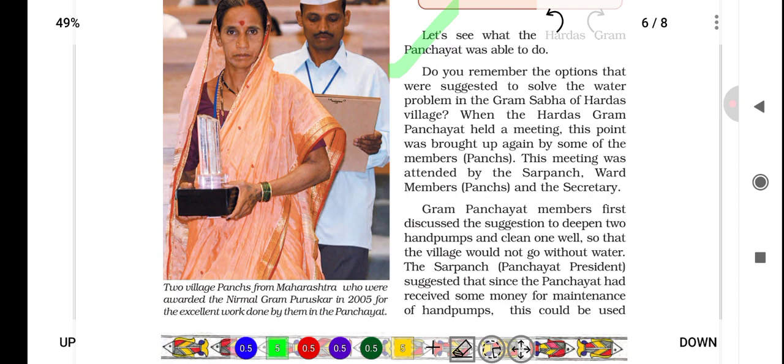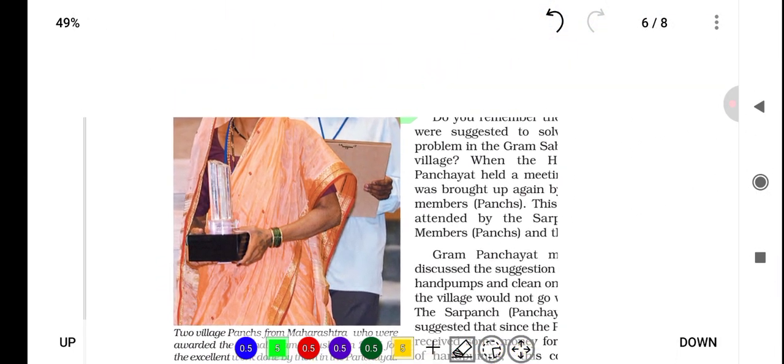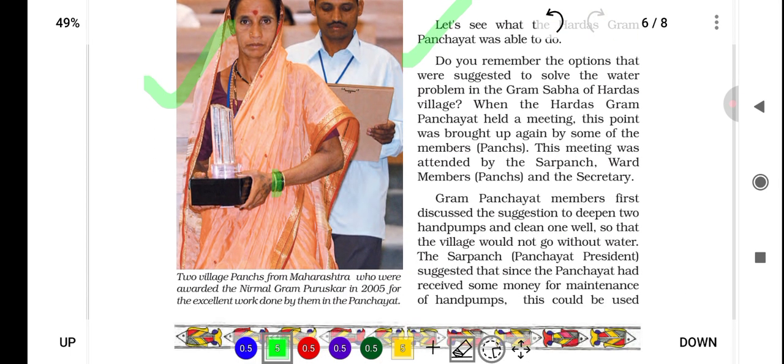Okay, this is a picture of a woman, two village Panchs from Maharashtra who were awarded the Nirmal Gram Puraskar in 2005 for the excellent work done by them in the panchayat.